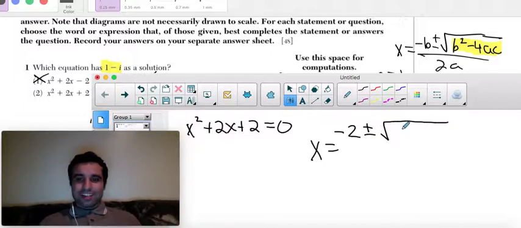I'm a sports fanatic. So we know our discriminant, b squared minus 4ac, is negative 4, right?